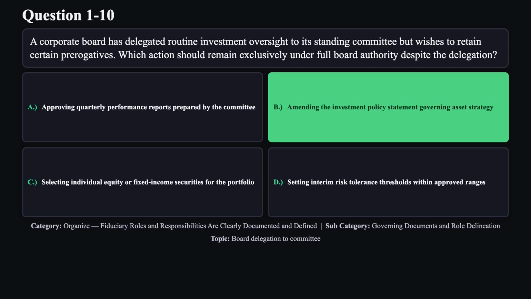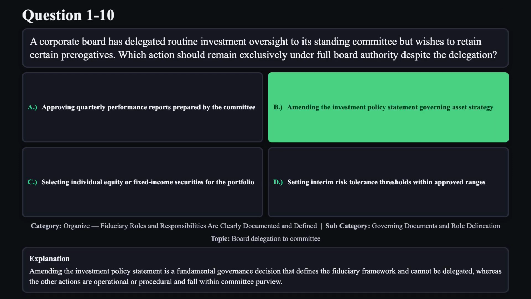The correct answer is B. Amending the investment policy statement is a fundamental governance decision that defines the fiduciary framework and cannot be delegated, whereas the other actions are operational or procedural and fall within committee purview.